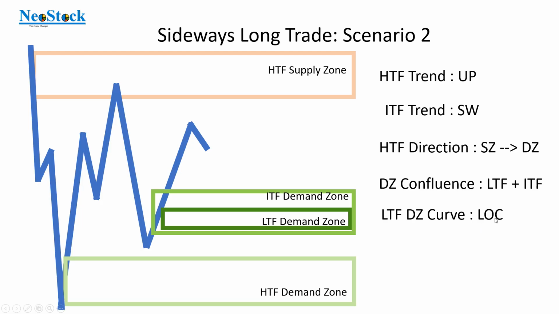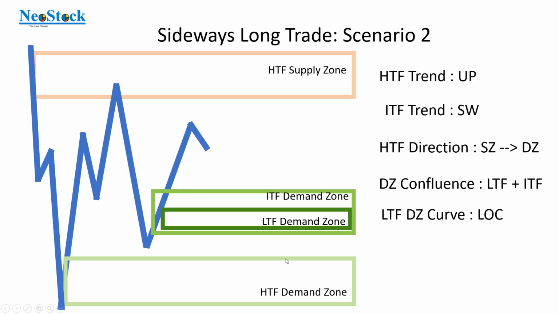Because both the low on the curve is satisfied and our demand zone is overlapped with the ITF demand zone, even though the price direction is against the primary direction. Primary direction, HTF demand zone to HTF supply zone, is not supporting us here. Even then we are planning our long trade because we have an ITF demand zone, the LTF demand zone is overlapped with it, and the LTF demand zone curve is low on the curve. What is the reason behind taking this long trade? Because HTF trend is uptrend. That's why we are taking this decision.